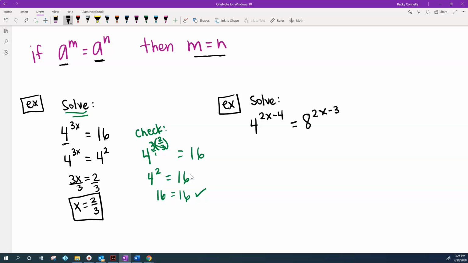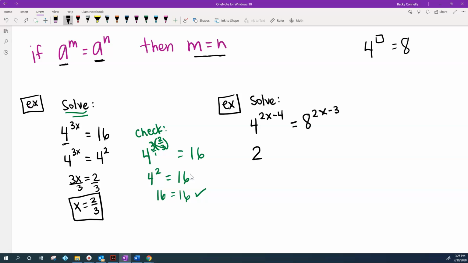Okay, so again, I need to get my bases to be the same. But on this one I'm going to have to change both bases because there's nothing. If I'm thinking of 4 to the what power gives me 8, that's not going to be a whole number, because 4 to the first power is 4, and 4 to the second power is 16. You could put in a fraction there, but most people would rather not deal with that. So what we want to do is change these both to bases of 2.